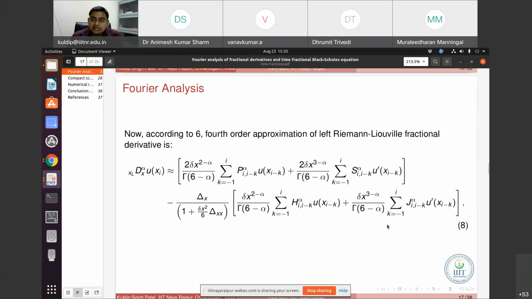Not an issue. The summation is starting from k equal to -1. Yeah, it is from -1. Okay.